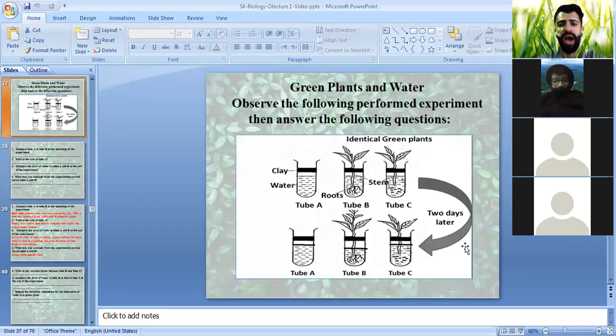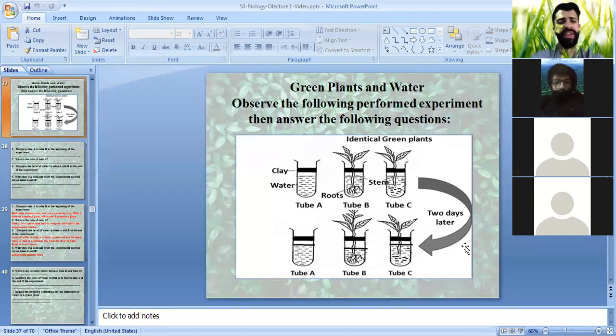Now let's move to the other part of our lesson, about the absorption of water. Then we have 3 tubes. Tube A contains water and it's covered by clay. Tube B contains a plant which has leaves, roots, and stem, and is placed in water and covered by clay. Tube C contains a plant that has leaves and stem but without roots.